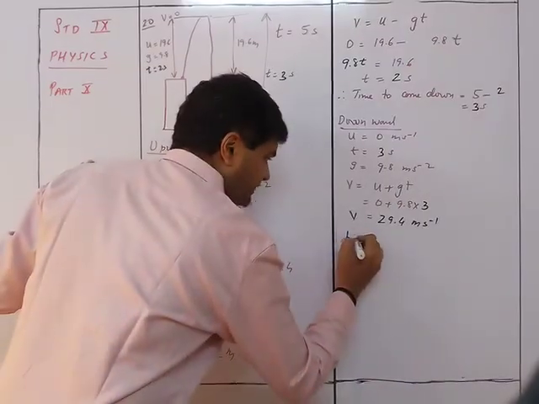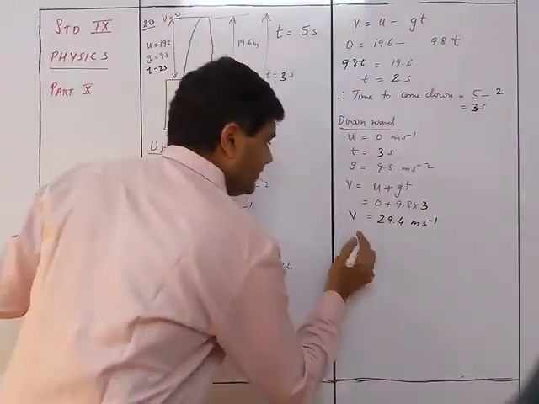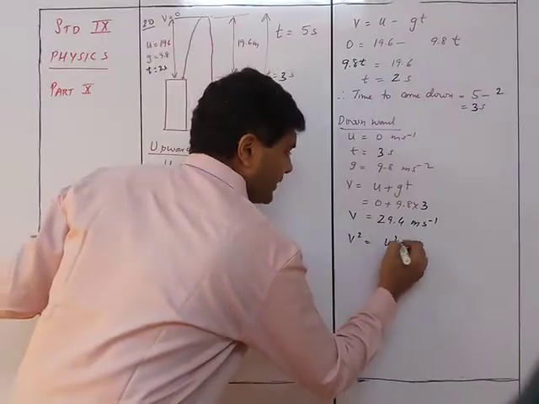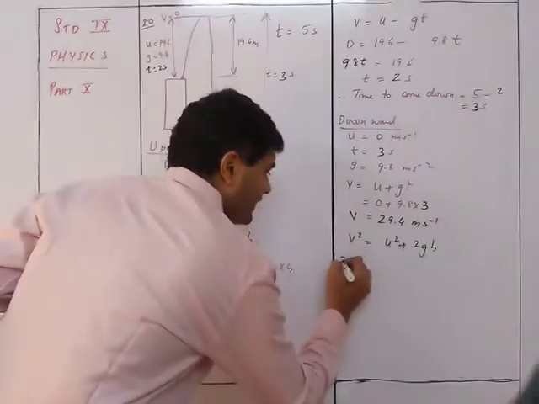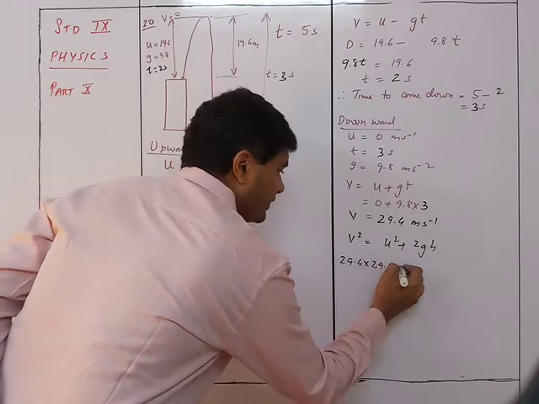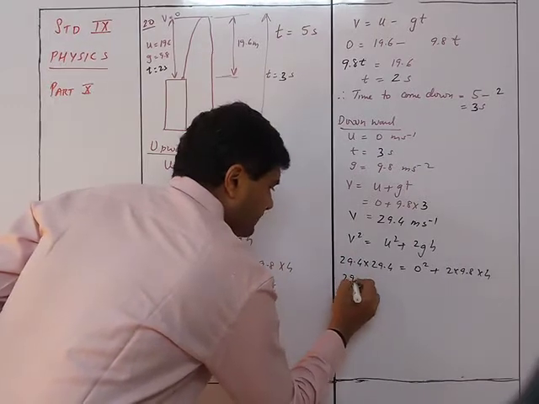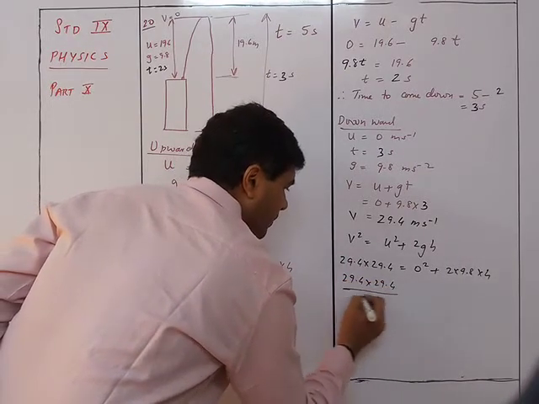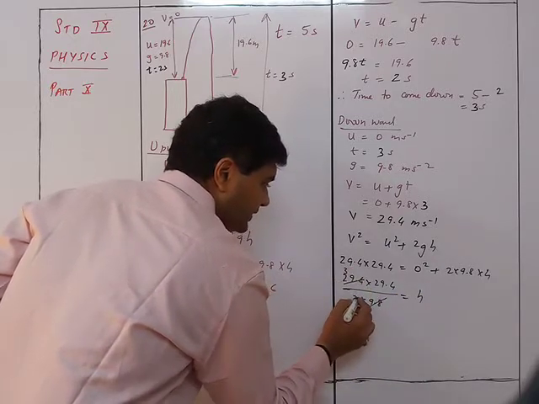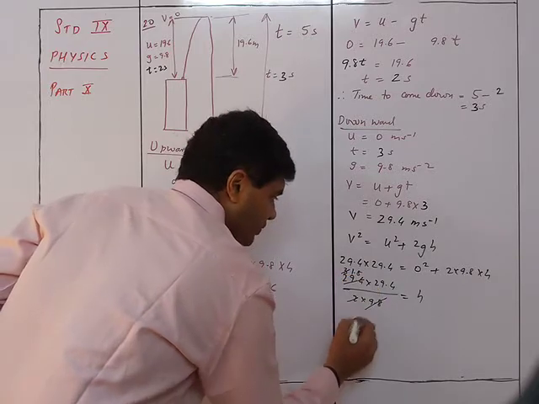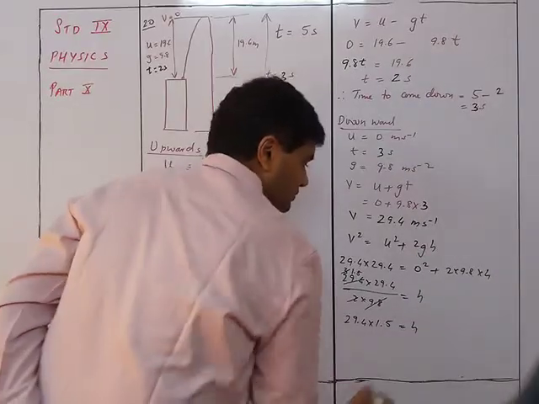So H is equal to, we can take V square is equal to U square minus 2GH or plus 2GH. So 29.4 into 29.4 is equal to 0 square plus 2 into 9.8 into H. So it's 29.4 into 29.4 upon 2 into 9.8 is equal to H. So 9.8 3s are, and this will be 1.5. So it will be 29.4 into 1.5 is equal to H over here.